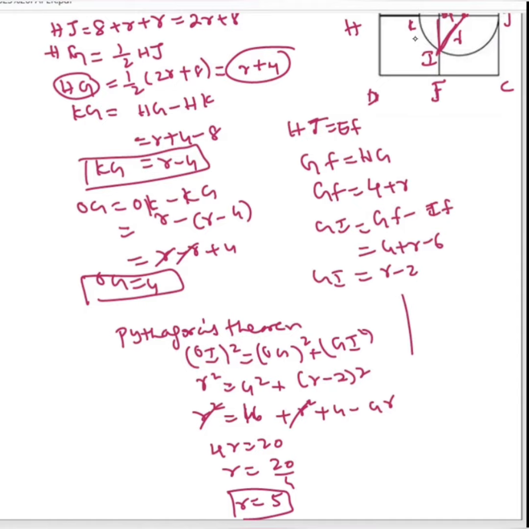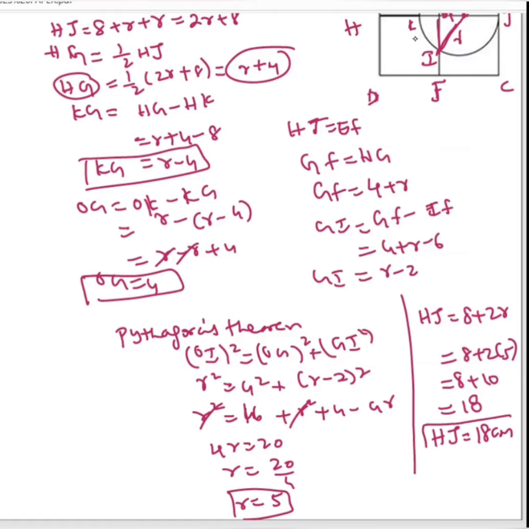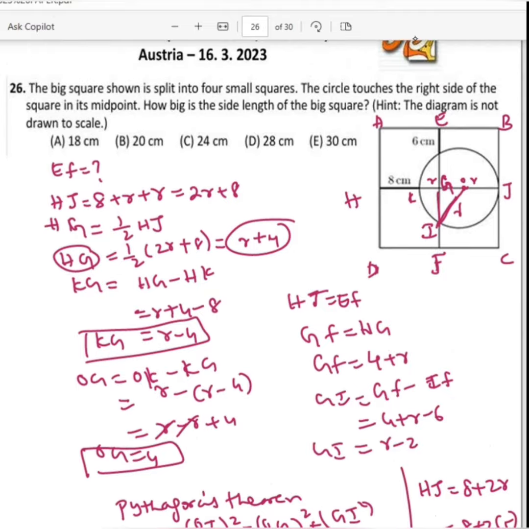Now we have to find HG. HG is what? It is 8 plus 2R. That will be 8 plus 2 into 5, so it will be 8 plus 10, which is 18. So the side length of the big square is 18 centimeters. That is the answer, which is your option A.